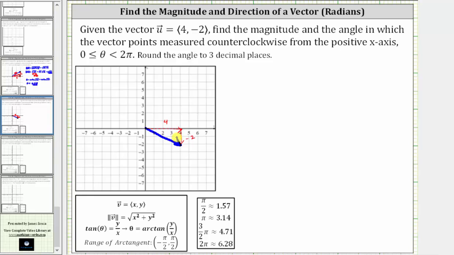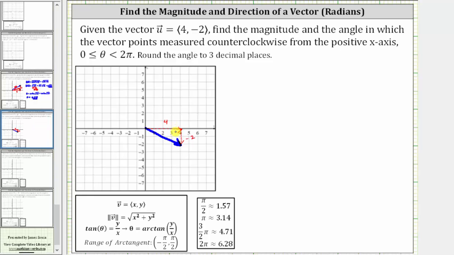Notice by sketching the x and y components, we have a right triangle on the coordinate plane that we can use to determine the magnitude of the vector, which is the length of the vector. We indicate magnitude using either single or double vertical bars. I will go ahead and use double vertical bars. Notice how the magnitude of vector u is the hypotenuse of the right triangle.